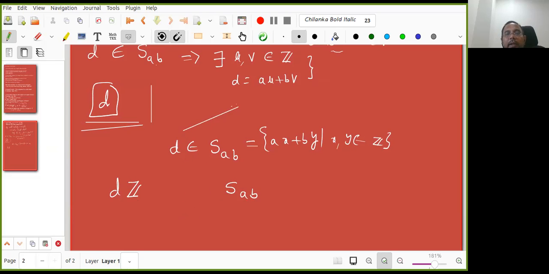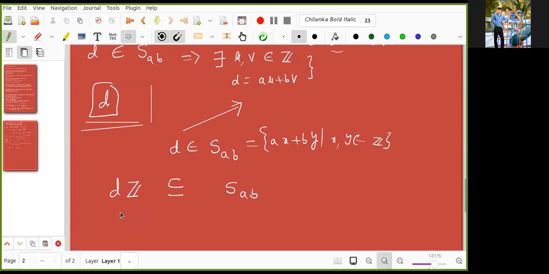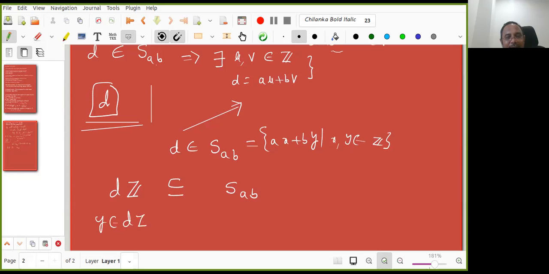So you know about d. d is already an element here, so it is expressed like this. Now what can we say about dz and SAB? Is there any connection between these two? Yeah, Manan Thakkar. Sir, dz is a subset of SAB. Very good. Great. This is wonderful. But how do you prove it? Sir, if we say that if y is equal to... Wow, very good. Go slowly. Very good.